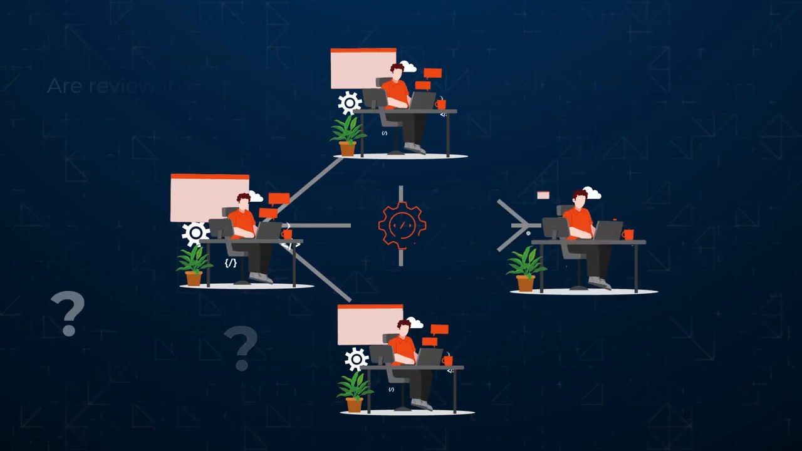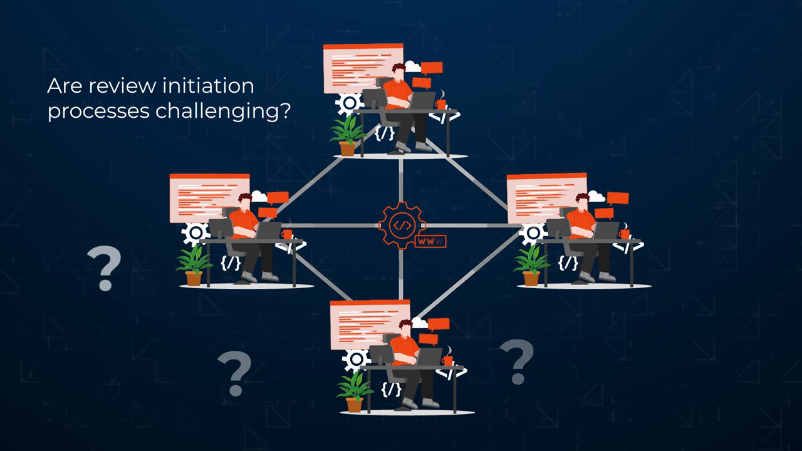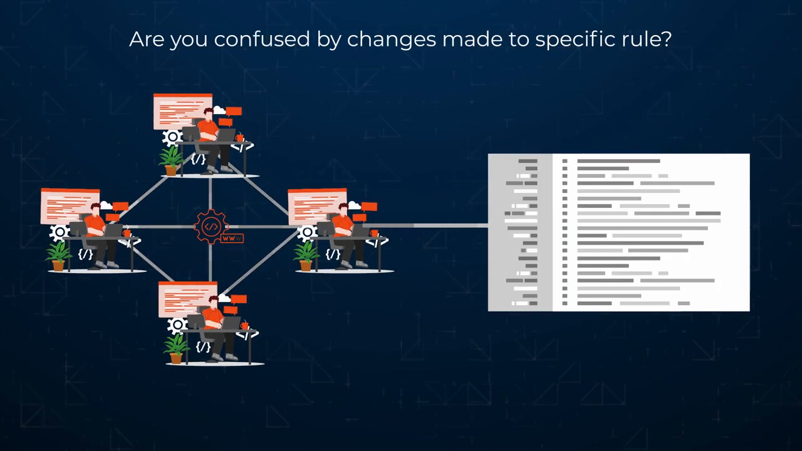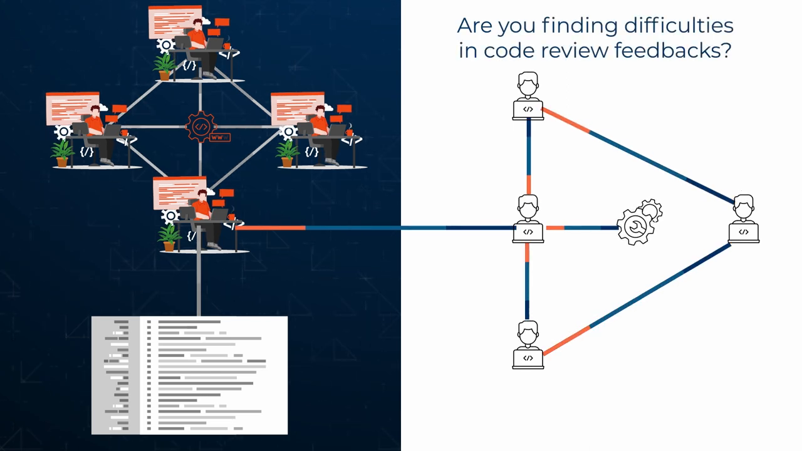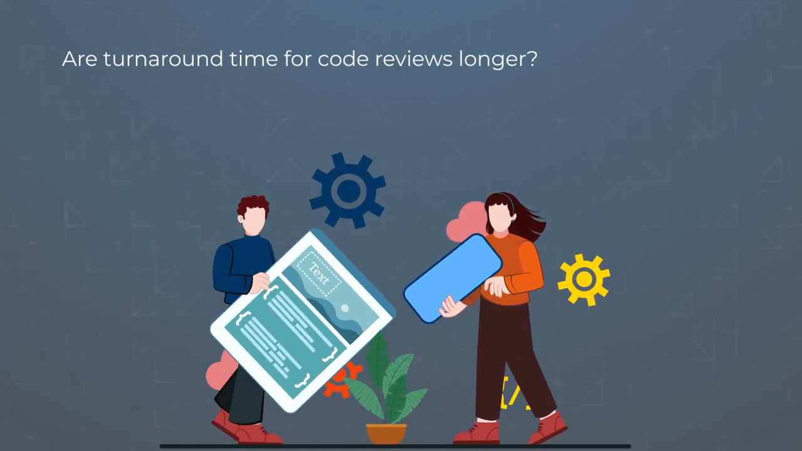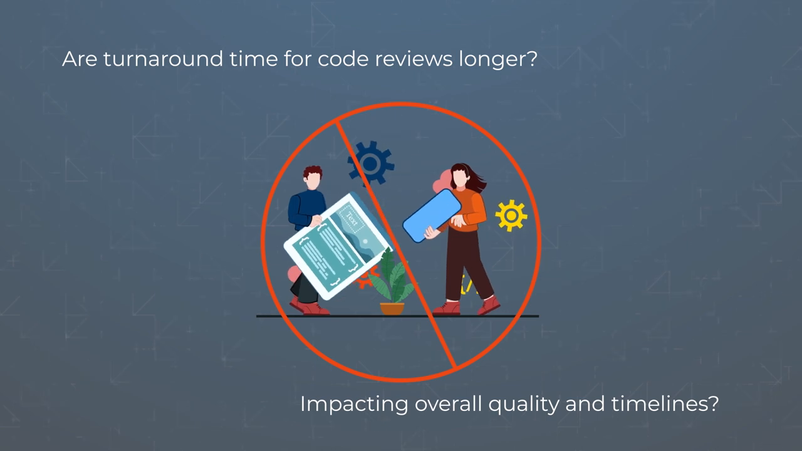Are non-streamlined processes of initiating code reviews frustrating to you? Are you getting baffled by changes made to specific rules? Are you struggling to find optimum ways to provide code review feedbacks? Are you facing longer turnaround times for code reviews, impacting overall quality and timelines?